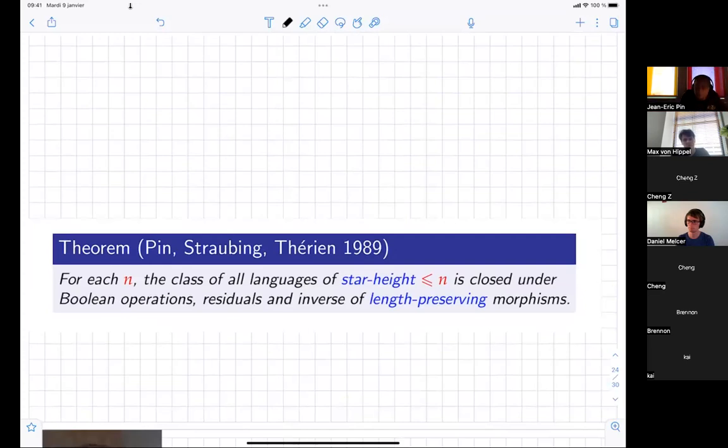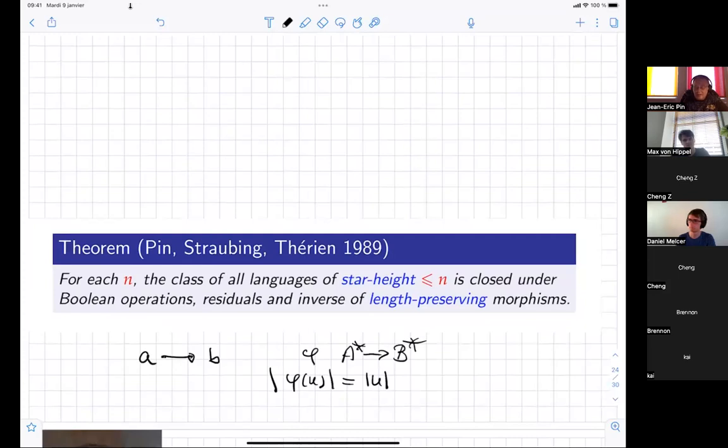So what is a length-preserving morphism? It's just a morphism that maps a letter to another letter. Remember, these morphisms are between A star and B star. So if you send letter to letter, you preserve the length, of course. It means that the length of phi of u will be the same as the length of u. If you just consider this kind of morphism, then they are closed under the inverse of this one.